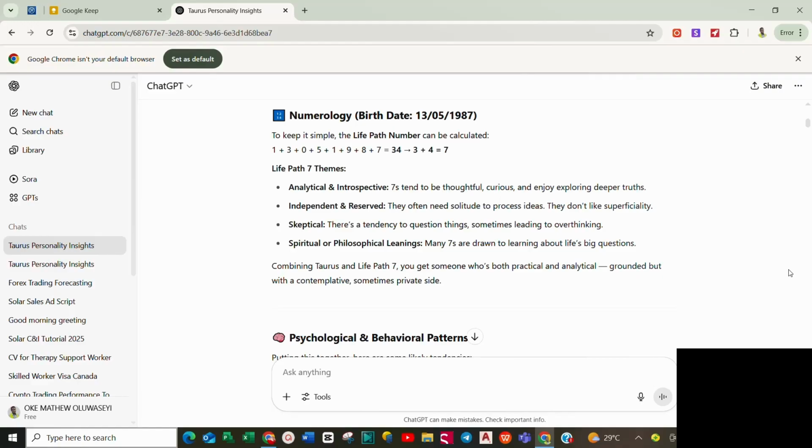Seven is analytical and introspective. Sevens tend to be thoughtful, curious, and enjoy exploring deep thoughts. Independent and reserved, they often need solitude to process ideas. They don't like superficiality. They are skeptical. There is a tendency to question things, and sometimes to overthink. Then spirituality and philosophical learning: many sevens are drawn to learning about life's big questions of why, what, when, how, all those questions of life, and that's about them.